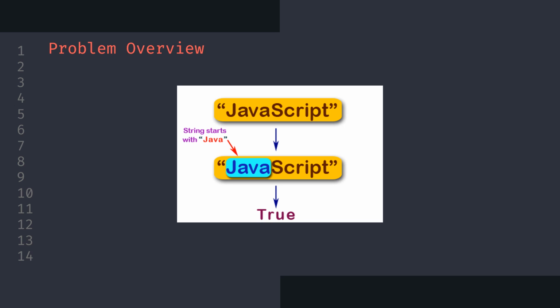If it does, we'll return true. Otherwise, we'll return false.